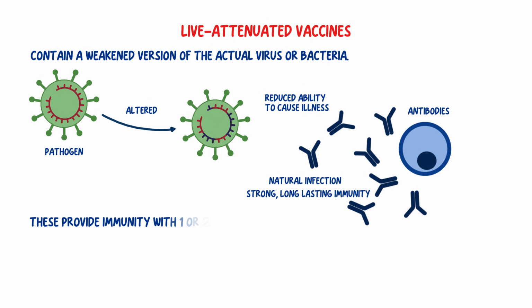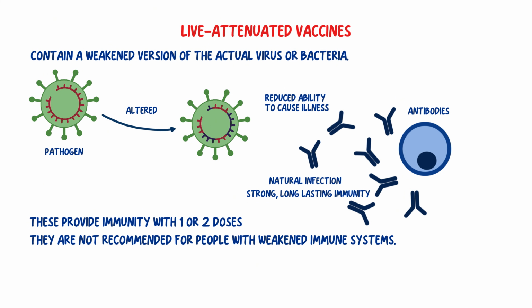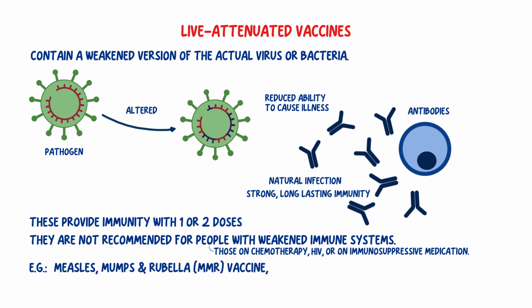These vaccines generally provide immunity with just 1 or 2 doses, as the immune response is robust. However, since the pathogen is still alive, though weakened, live attenuated vaccines are not recommended for people with weakened immune systems, such as those undergoing chemotherapy, living with HIV, or taking immunosuppressive medications. Even a weakened form of the pathogen could cause serious illness in these individuals. Examples of live attenuated vaccines include the measles, mumps, and rubella vaccine, and the varicella or chickenpox vaccine.